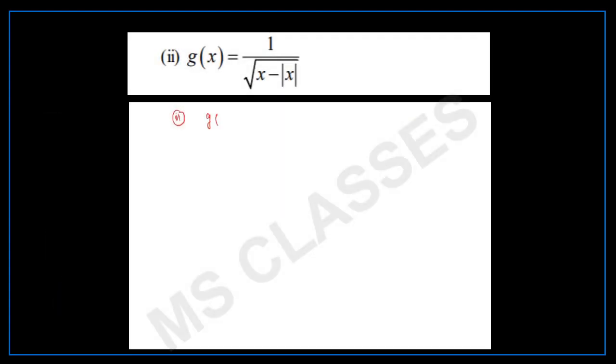g(x) equals 1 by root under of x minus mod x. For this, we will define this part first. So if we define x minus mod x, what does it mean? x minus under root of x square.